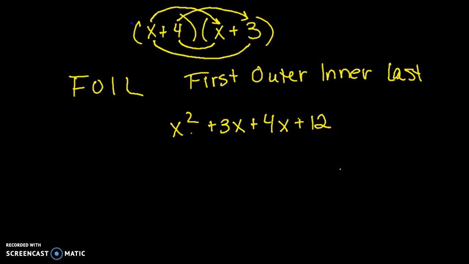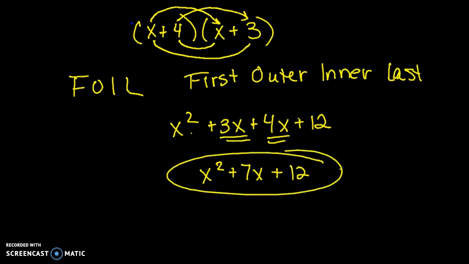When we do that, we combine like terms right here in the middle. Many times the inner and the outers combine, and we just add them. 3x and 4x is 7x. So we end up with x squared plus 7x plus 12. Okay, so that would be our final answer.